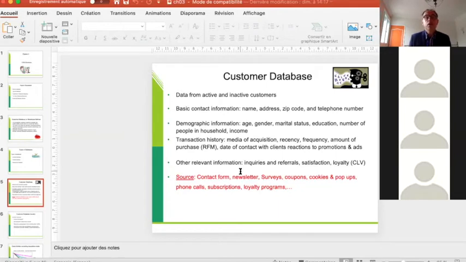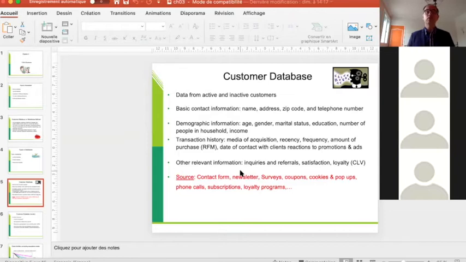Concerning the transaction history, that information is collected once you interact. Whenever you show your loyalty card, every purchase is recorded: recency, frequency, amount of purchase, date of contact. When you buy online, this is collected when you buy. For example, at Amazon, when you buy, recency, frequency, amount of purchase, the articles of purchase are collected. The date of contact is collected. If you have reacted to sales promotions, all this information is directly collected when realizing the transaction.